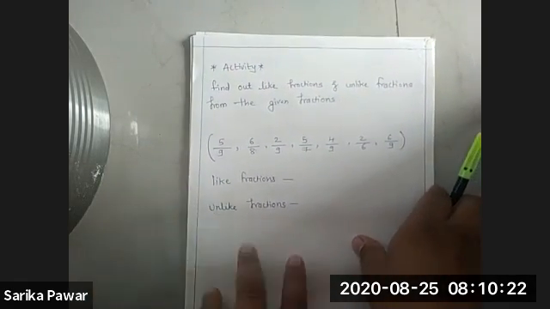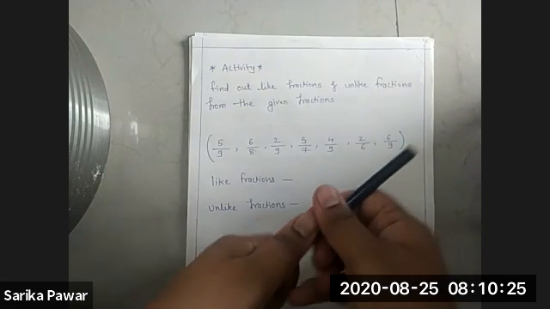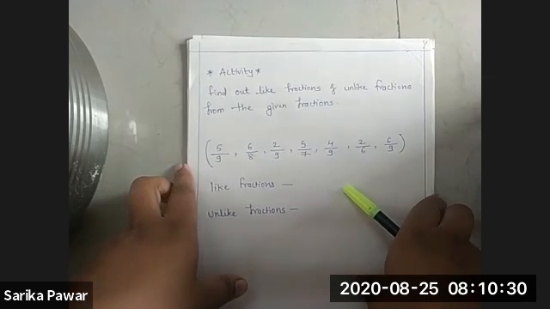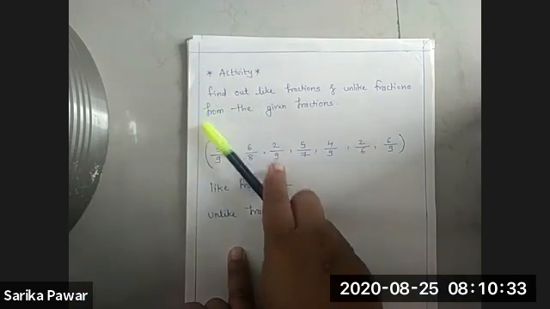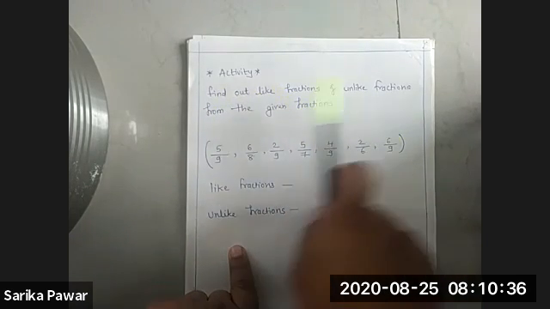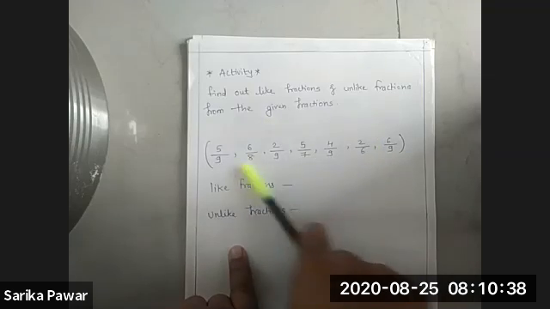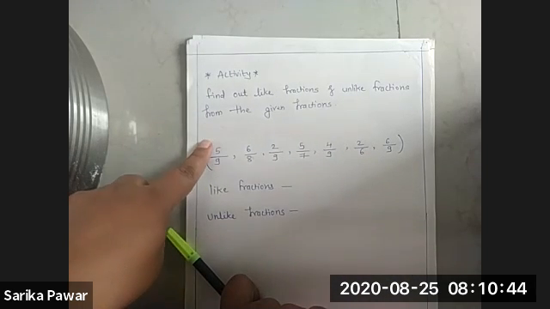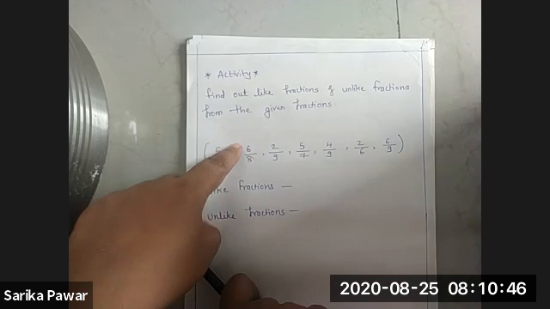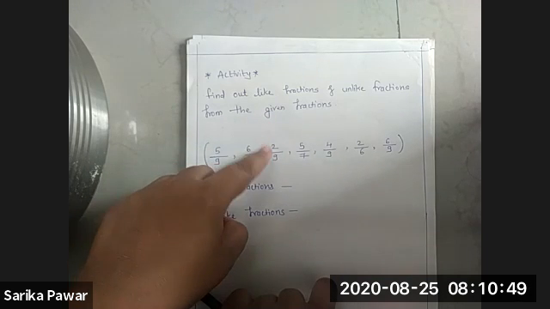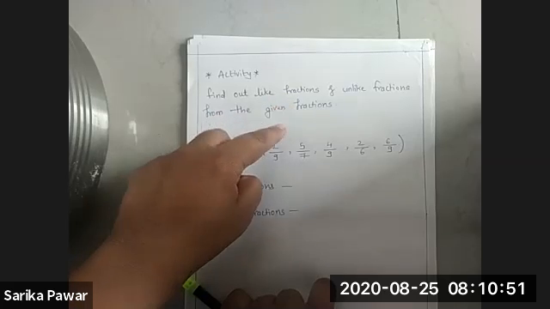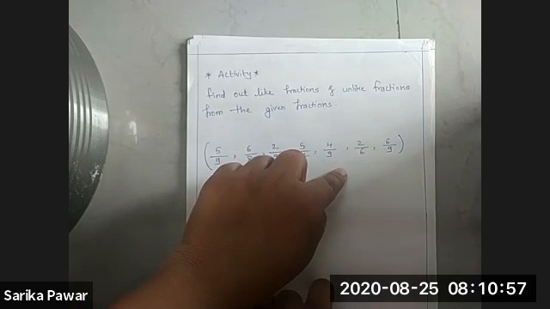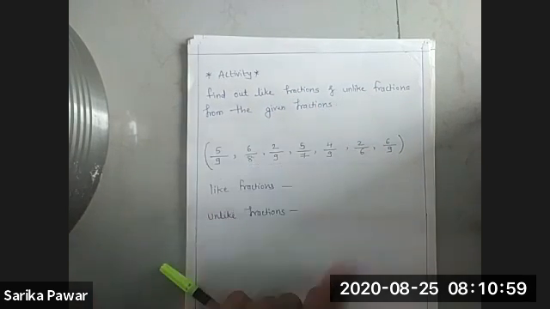One small activity is there for you. Just I have to clear that like fractions and unlike fractions terms are clear or not. Just I have to verify it. Find out like fraction and unlike fraction from the given fraction. Here is the combination of like fraction and unlike fraction. So first fraction is 5 upon 9. Second is 6 upon 8. 2 upon 9. 5 upon 7. 4 upon 9. 2 upon 6. And 6 upon 9.